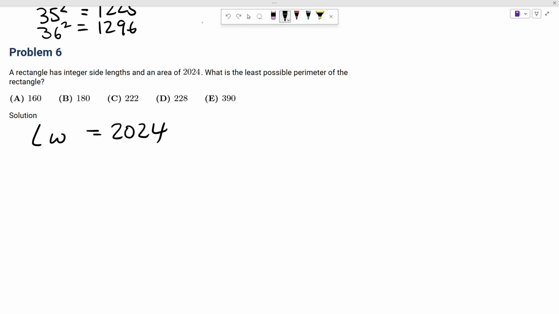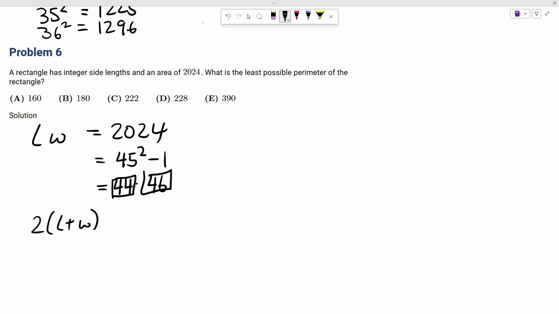It's helpful to know the factorization of the year. 2024 is equal to 2025, which is 45 squared, minus 1. And this is just 44 times 46. So if we use these as the length and the width, we're going to get our minimum area, or minimum perimeter, sorry. So our perimeter is 2 times the length plus the width, which is equal to 2 times 90, which is equal to 180.